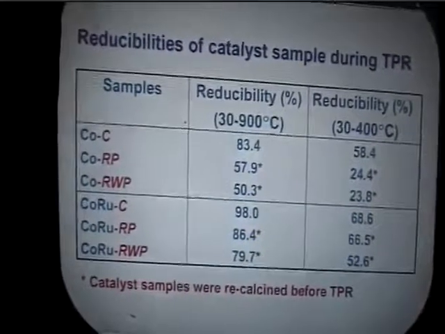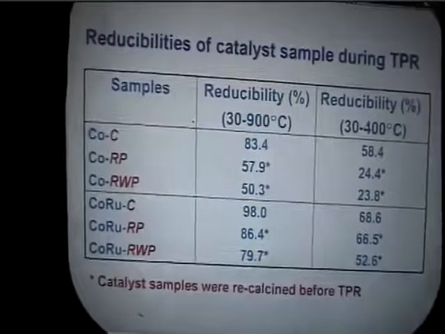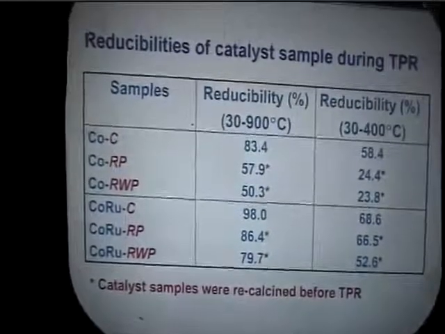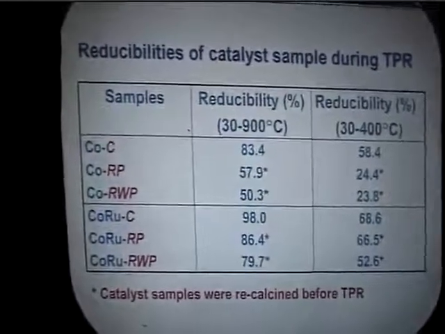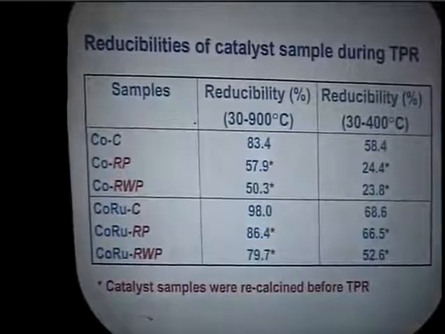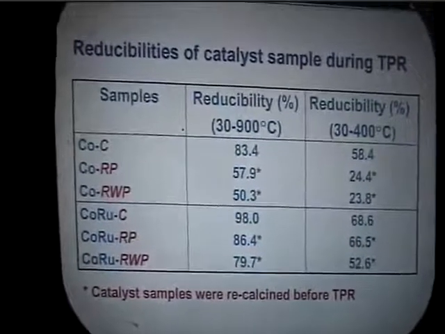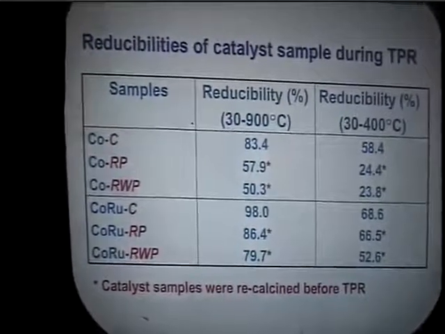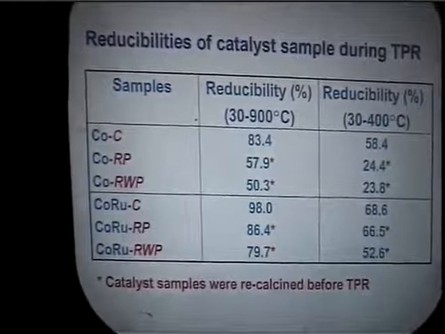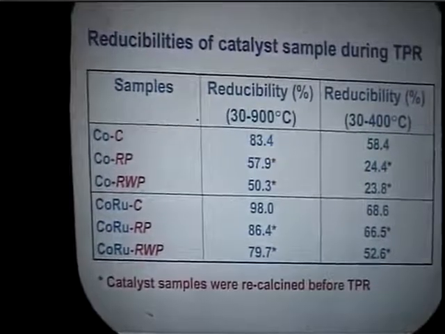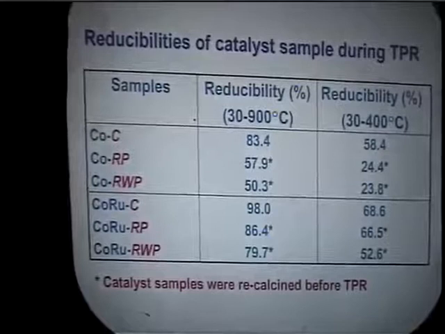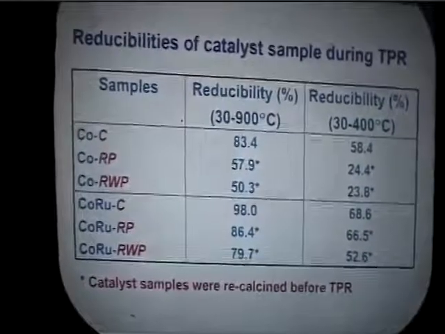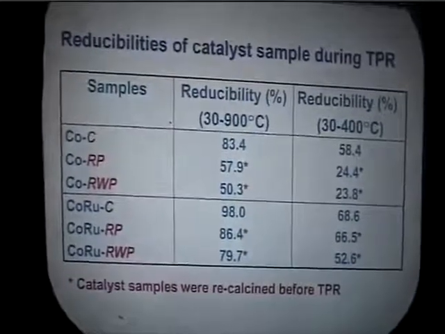Considering the reducibility of the catalyst sample at standard reduction, we can see that only 60% of cobalt species can be reduced. That means maybe about 40% is not reducible cobalt species. These cobalt species can be assigned to the cobalt species strongly interacting with the support, or we can define it as cobalt aluminate here.